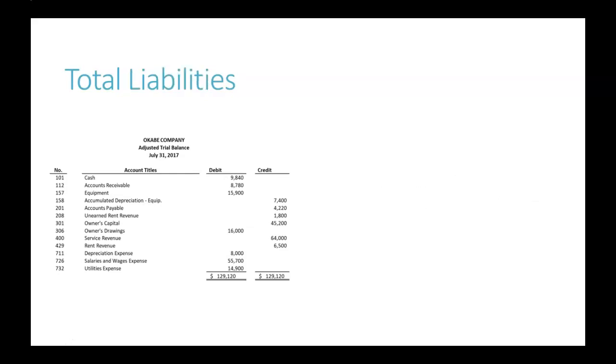Now we can move on to total liabilities. So once again, we're taking a look over at our adjusted trial balance, and we need to figure out what are our liability accounts. Well, liabilities come after your assets, right? So we're looking at accounts payable. That's a liability, right? Because that's money that we are liable to pay to someone. You have one other liability, unearned rent revenue. Again, remember, these unearned revenue accounts are liabilities. They are not revenue accounts. So, those are our only two liabilities. So, your total liabilities will just be your accounts payable of $4,220 plus your unearned rent revenue of $1,800, which gives you a total liability amount of $6,020.